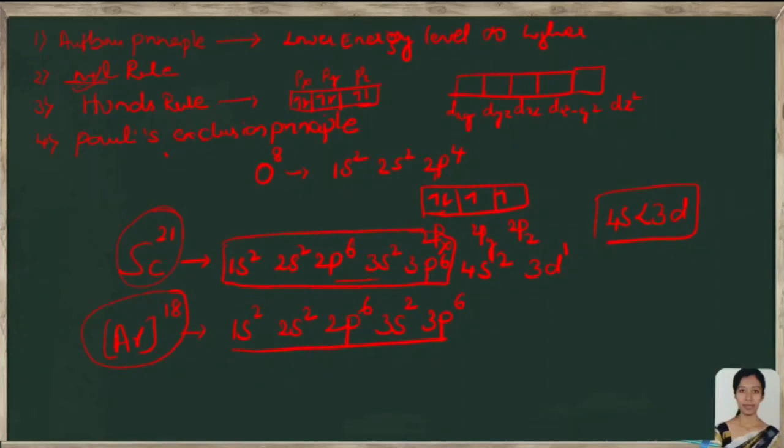This electronic configuration is same as that of the electronic configuration of argon. So we can write the electronic configuration for scandium with atomic number 21 as argon 18, 4s2, 3d1. This is the simplest form of writing electronic configuration for higher elements. We can shorten our electronic configuration for the higher elements by taking nearest noble gas configuration.